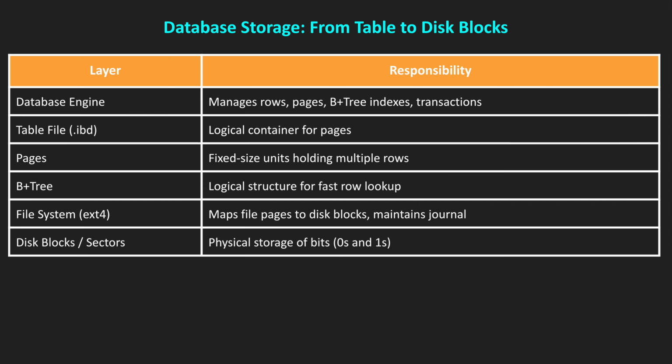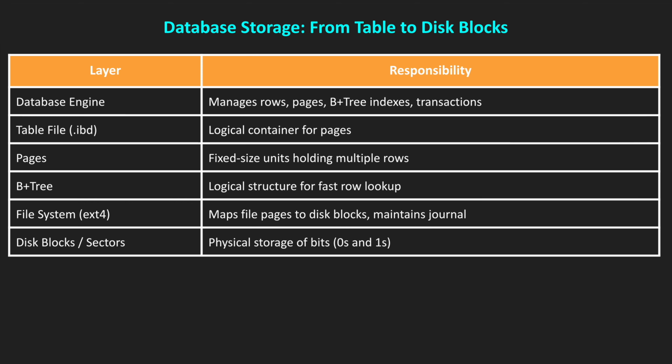Now let's sum up what we have learned, from the database storage, from the table to the disk blocks, and to storing into the actual SSD as zeros and ones. The first step is the database engine. It starts from the database, which is just another application. The database engine manages the rows, the pages, the B-tree data structure for indexes, and the transactions. The next one is that for each table, a table file is created.